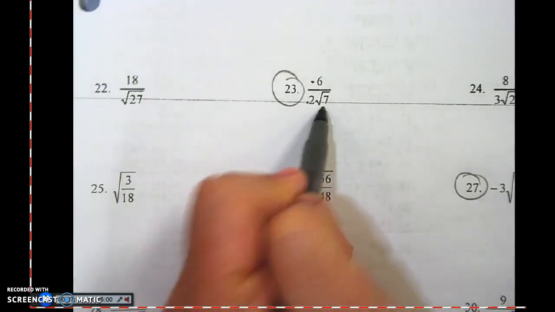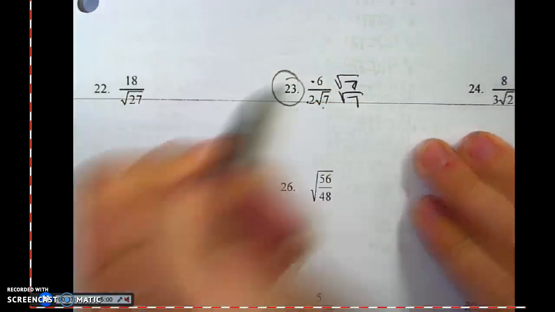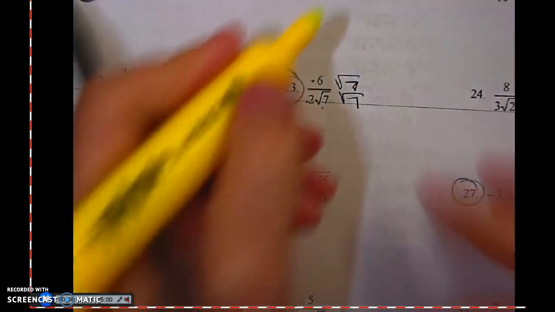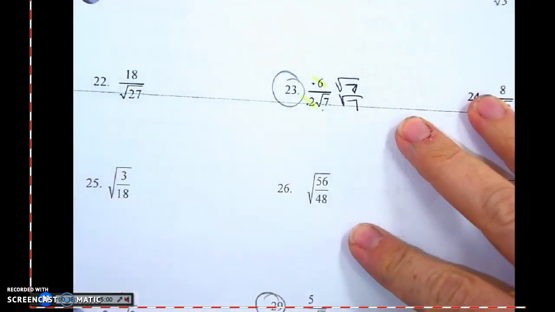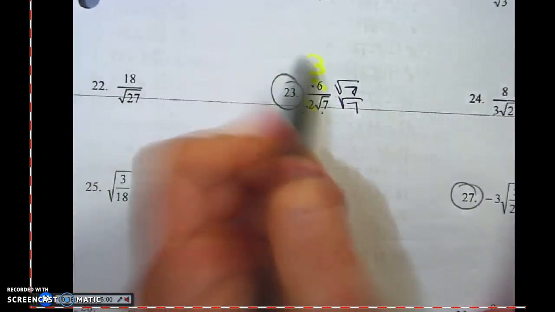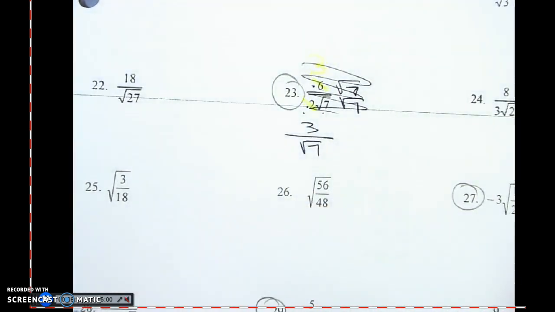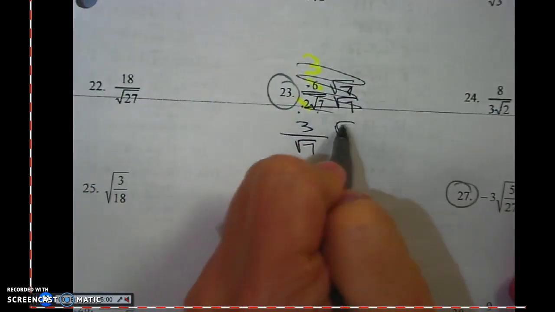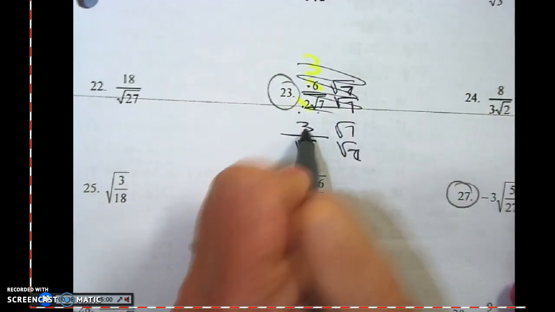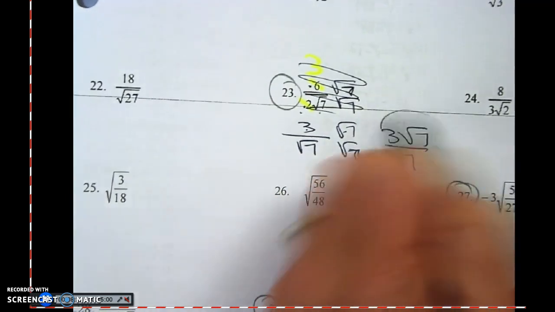Let's turn the page. What makes number 23 not good? The 6 is good, the 2 is good, but the rad 7 isn't good. So I'm going to multiply it by itself. But I was hoping some of you would see that you could simplify the 6 and the 2 just from the start. So that's really just a 3, and that's gone. So really what you should do is just rewrite it as 3 over rad 7. It's just easier. Now go rad 7 over rad 7. 3 times rad 7 is 3 rad 7. Square root of 7 times square root of 7 is 7. Done.